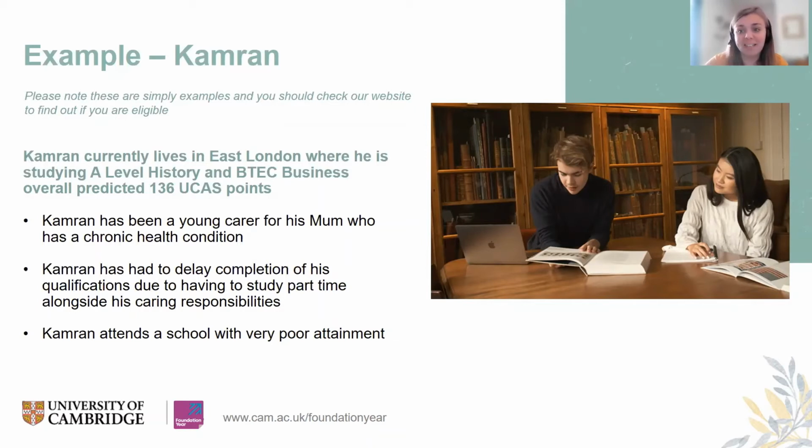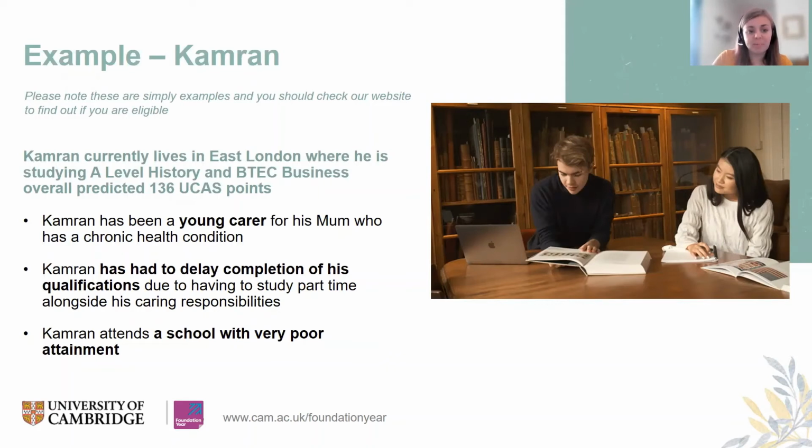So Cameron currently lives in East London, where he's studying A-level history, BTEC business. Overall, he's predicted 136 UCAS points. Cameron's been a young carer for his mum, who has a chronic health condition, and because of this, he's had to study part-time alongside his caring responsibilities, and therefore he's had to delay completion of his qualifications. Cameron also attends a school with very poor attainment.